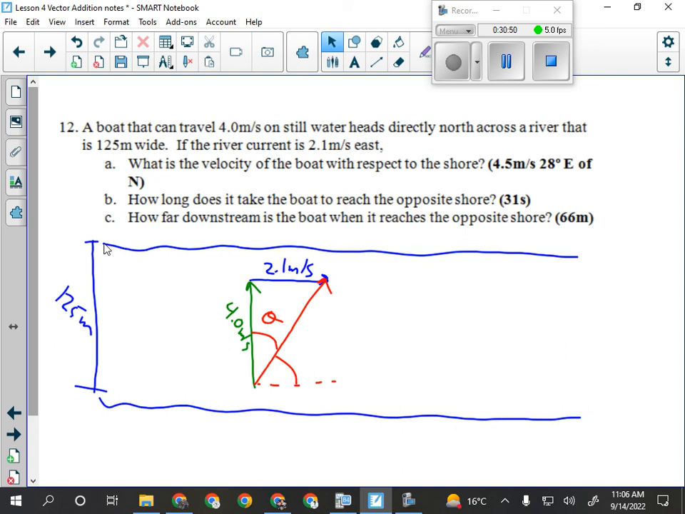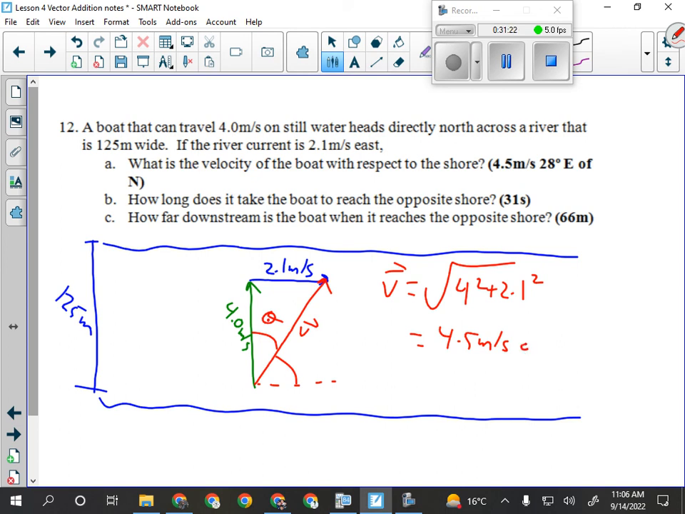So if I do my Pythagorean theorem to get my overall average velocity, that'll be the square root of 4 squared plus 2.1 squared, which will give me 4.5 meters per second. And then this angle is the one that's in there, but it's actually not the right answer because it says 28 degrees east of north. That's actually that angle. The correct answer is not 28, it's 62. I would even say from shore could be acceptable, but you'd also say north of east, and that would also be acceptable.